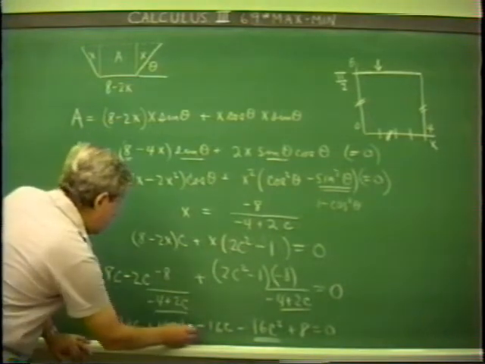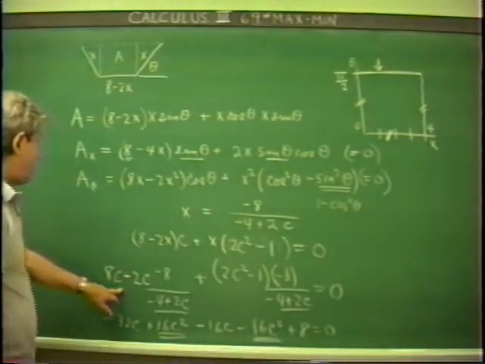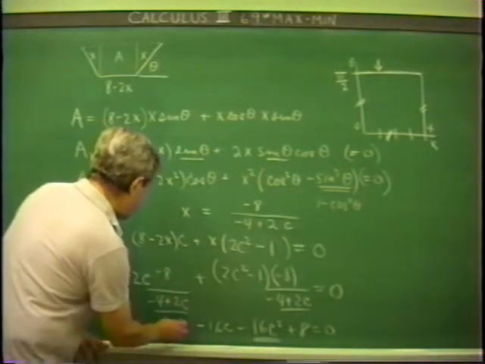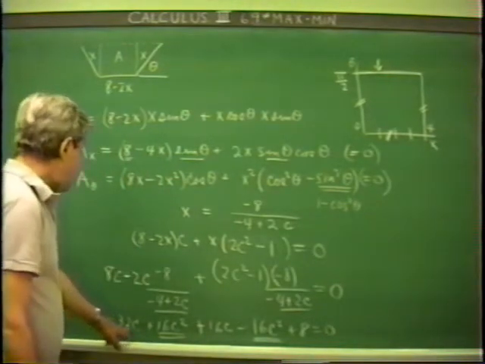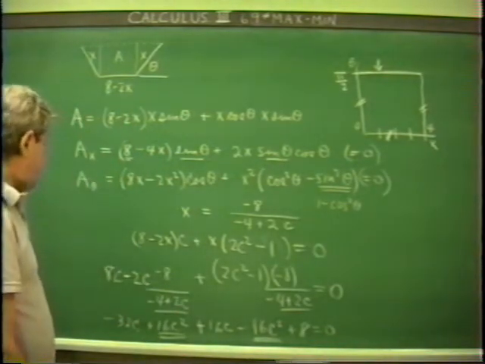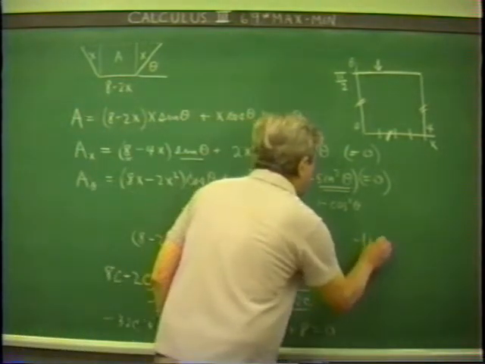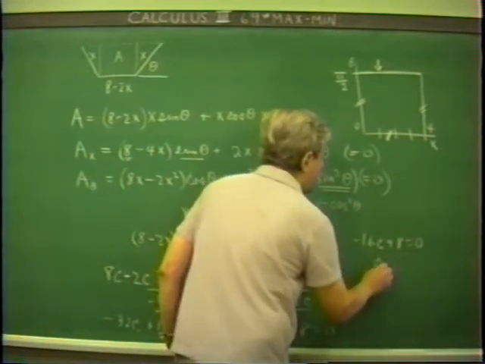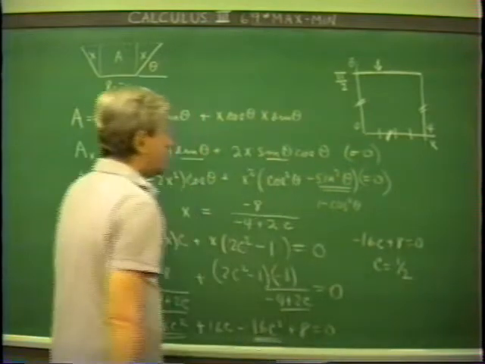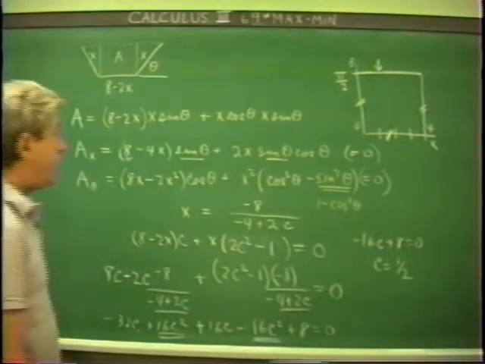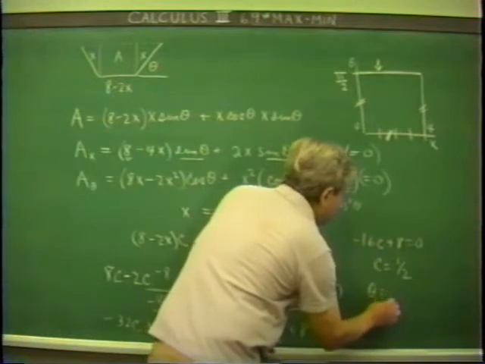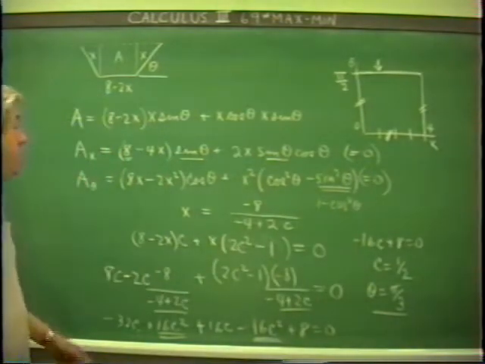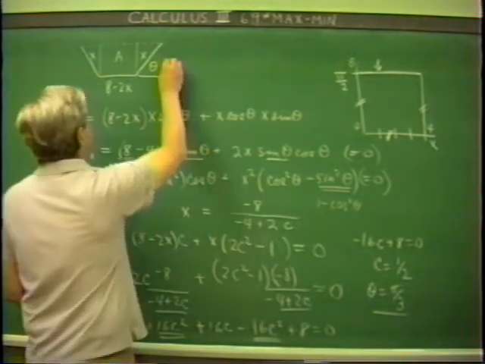There's an error here. This should be minus 32c and then plus 16c squared. That's okay. Plus 16c. So we've got minus 32c plus 16c is minus 16c plus 8 equals 0. Right? So c is equal to a half. The cosine of theta is equal to half, so theta is equal to pi over 3.